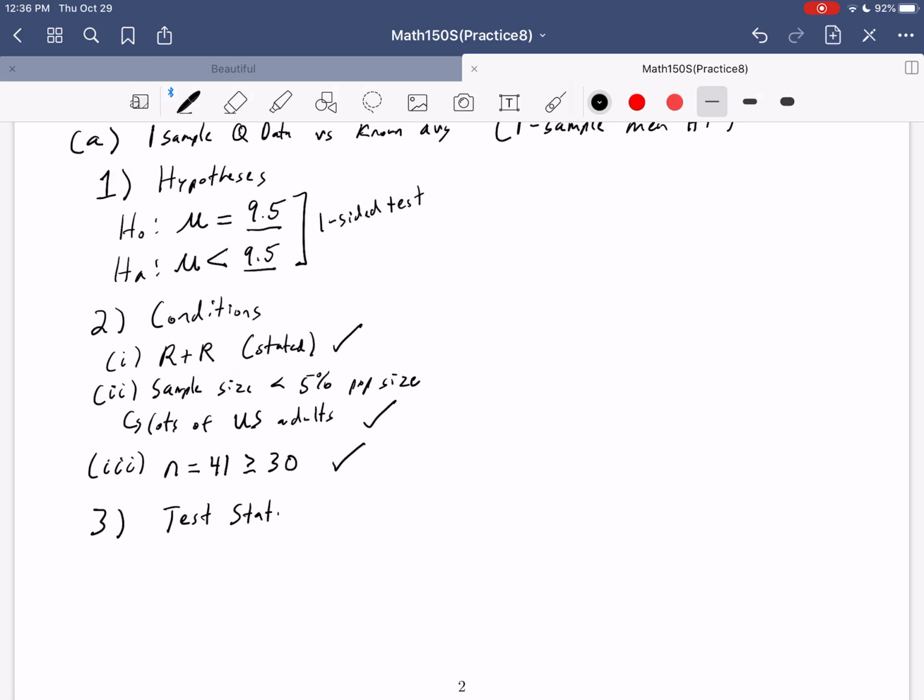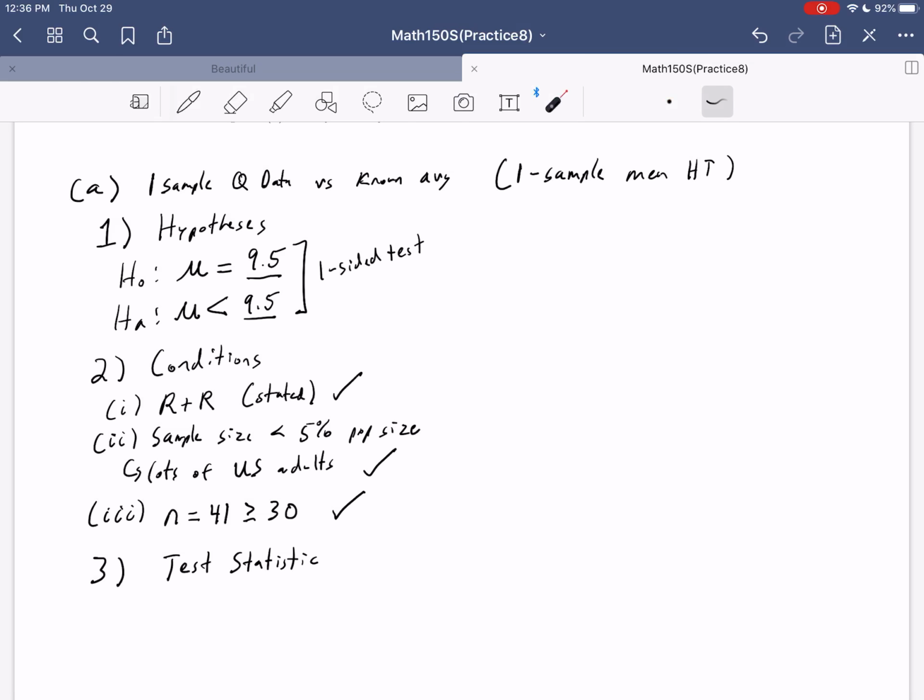This is the calculation portion. So what is the formula for the test statistic? Well, it depends on what type of test you're running. We're running a one sample mean hypothesis test. So the test statistic is going to be a t-test statistic. Remember, that's because it's not z, because we're having to estimate the population standard deviation with the sample standard deviation. So we have to use a t-test statistic. And the formula is going to be x bar minus mu over s over root n.